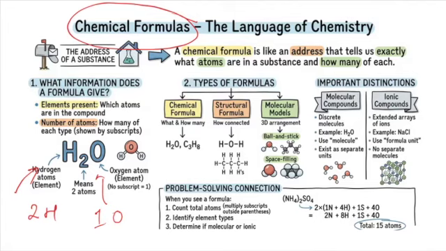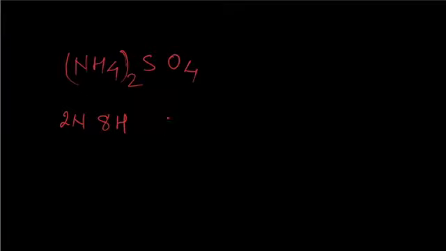And then we can compute how many of a particular atom there are. For example, we have (NH4)2SO4. This looks slightly complex, right? But because this is in brackets, in this formula we are going to say we have 2N, and 2 into 4, 8H, and then 1S and 4 oxygen.